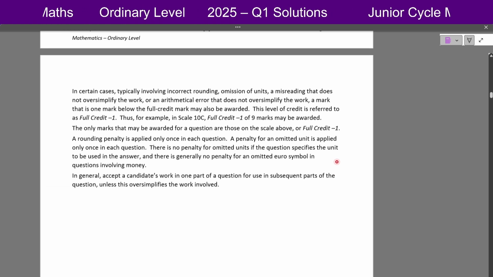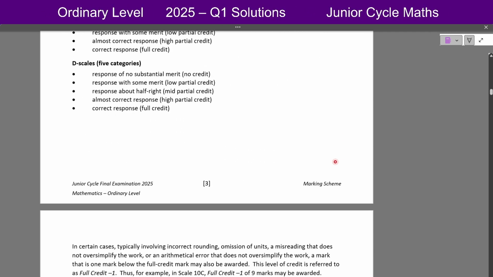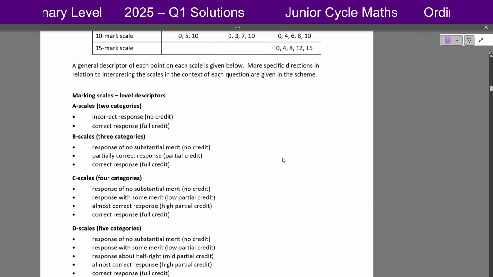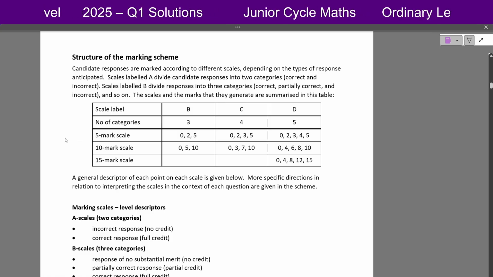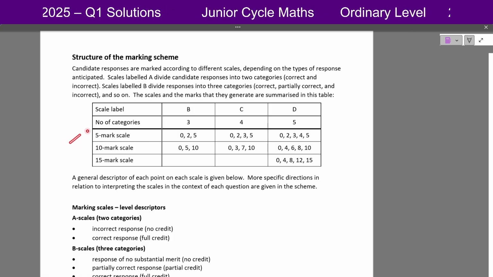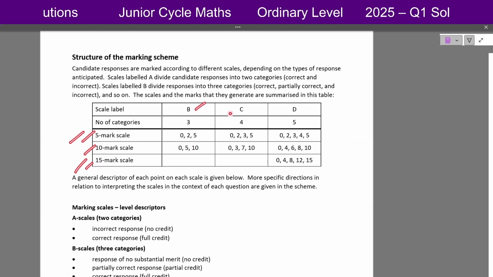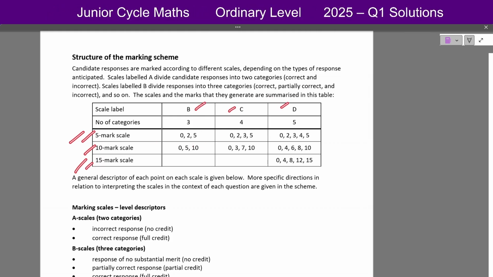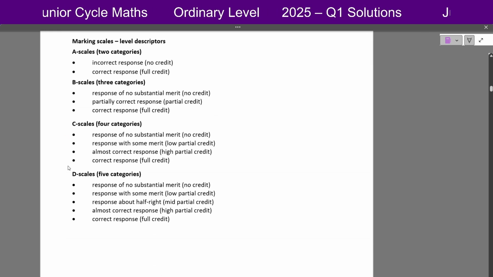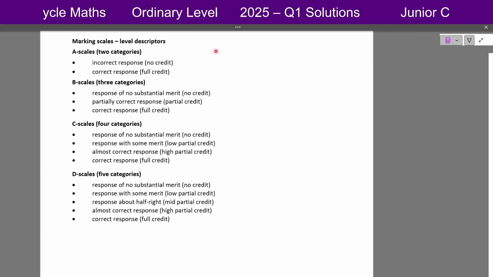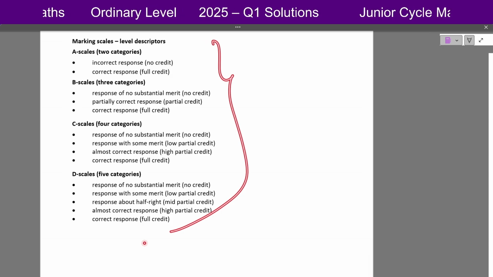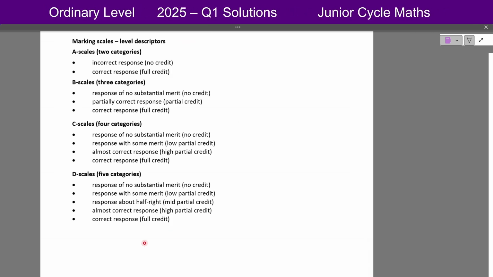Also here on page number 3, we have the details. There is some information about the scales, like 5 mark scale, 10 mark, or 15, with each subcategory there, the marks there, and also some information on the scales. You can have a look at it, for each category and scale.